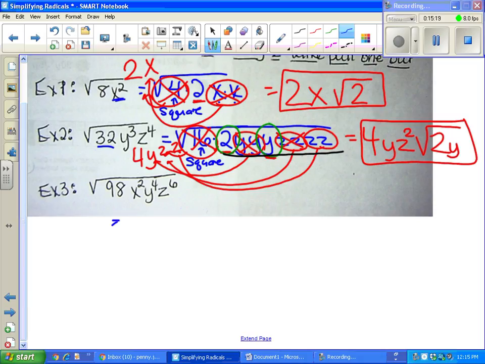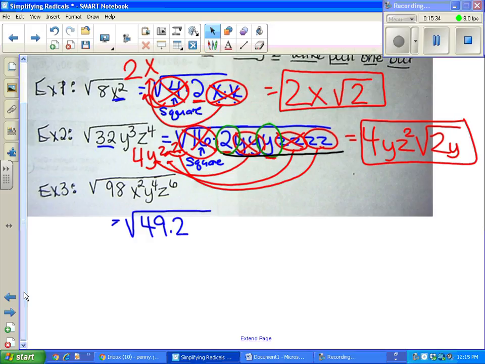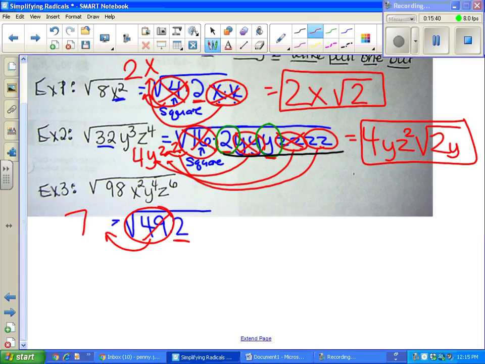So I don't want to have to write it all this time. I am going to break down my number. Does anybody know how 98 breaks down with a perfect square? Turns out it's 49 times 2. Okay, 49 times 2. Now, what's the square root of 49? Square root of 49 is 7. So a 7 comes on the outside. 2 is going to have to stay, and I've used the 49.